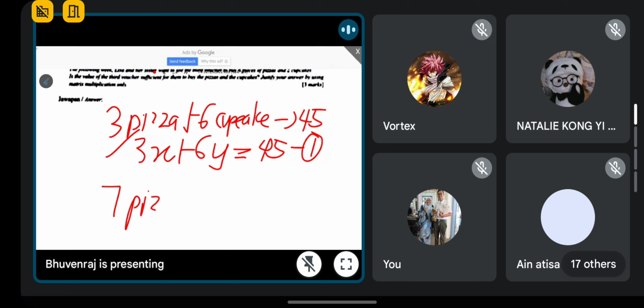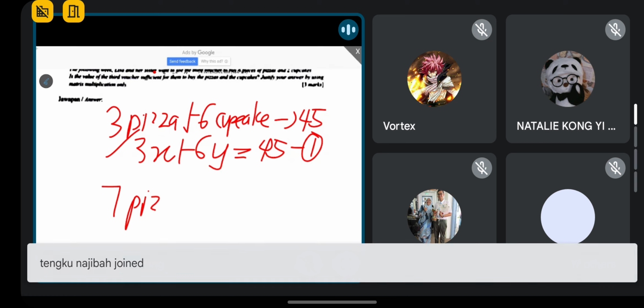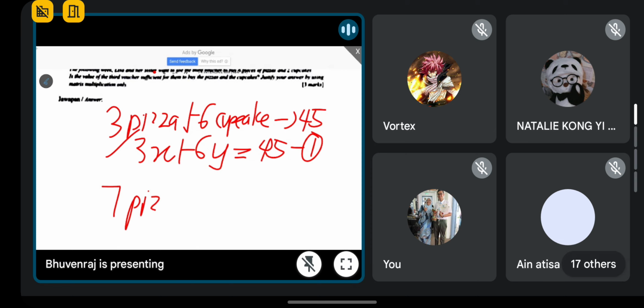Pada hari seterusnya kakak dia beli 7 pizza using the second voucher which is also RM45. Voucher kedua pun nilai dia RM45. Tapi mereka kata nilai voucher kedua tu tak cukup. So she needs to add some cash which is equal to the price of a cupcake. Okay guys, can you tell me the price of a cupcake?